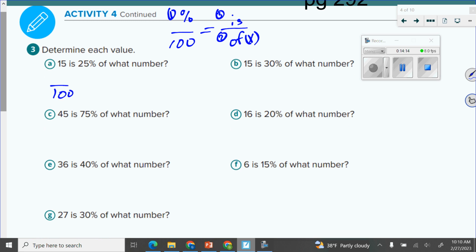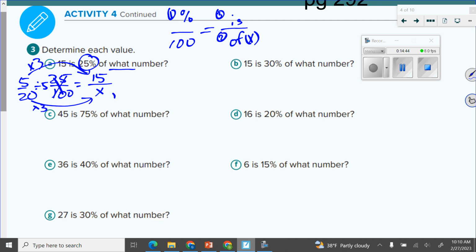Okay, guys, as I said, every one of these should start the same way. If I start with this, the rest should fall in easy. What's my percent? 25. So that's what goes over 100. It says of what? So do I know my of? No. Meaning whatever's left goes on top. That's a 15. Will 25 go easy to 15? So I need to divide by 5. Gives me 5 and 20. Will 5 go easy to 15? Yes, times 3. So I do 20 times 3 and I get 60. There's my answer.